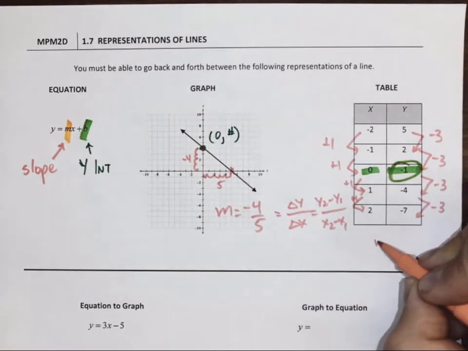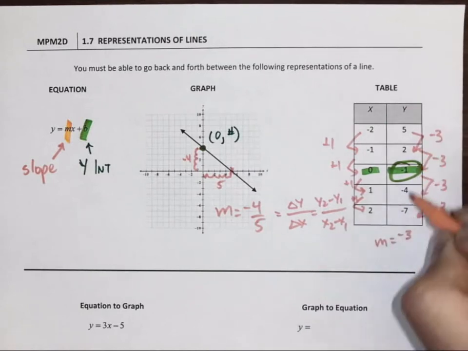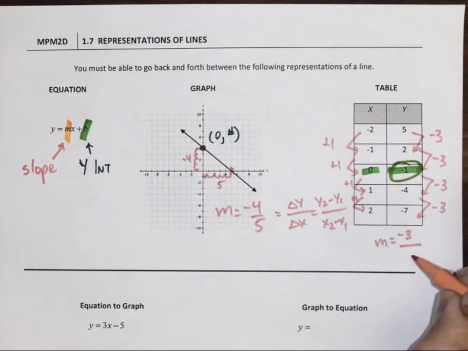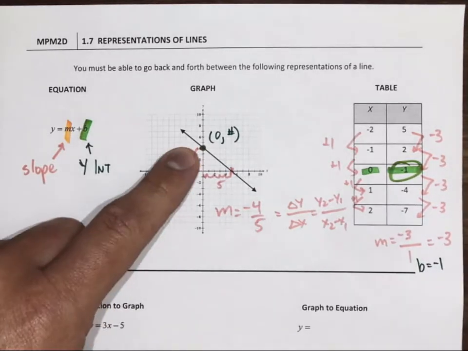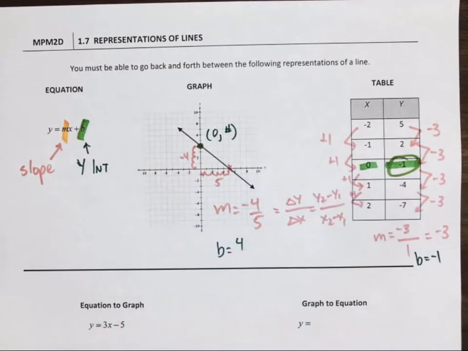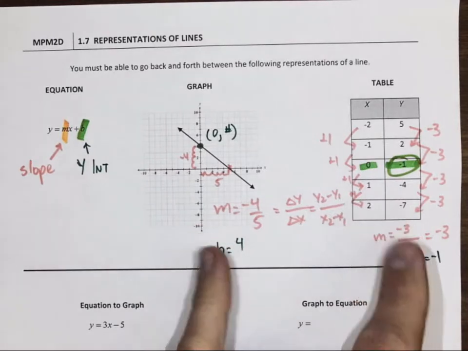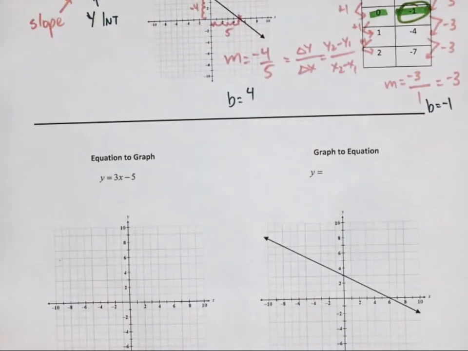So again, slope, I can look at 3 and -3, the change in y over the change in x, 1. And we have a slope of -3. I also have my y-intercept, in this case, of -1. Here, I found my slope, and I state my y-intercept, of 4. So being able to go between all of them. These two don't match up. That's okay. So let's practice this.